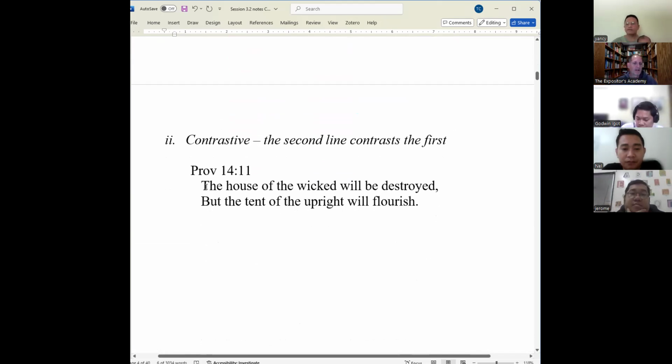So here we have, the house of the wicked will be destroyed, but the tent of the upright will flourish. Notice again the use of synonyms in this case. The house of the wicked.